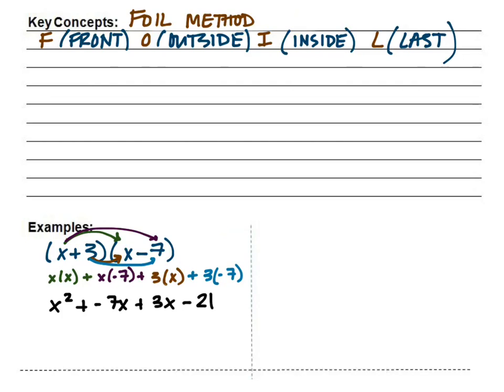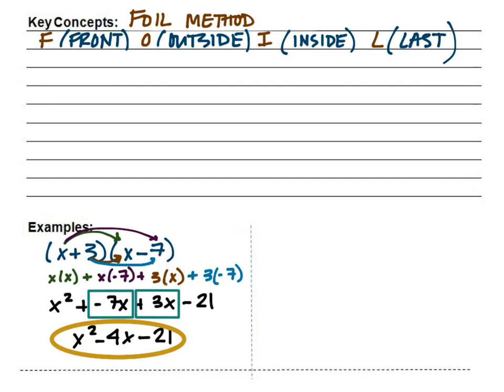Now, I am almost done with my simplification of this binomial multiplied by another binomial, but I can combine some terms together. So box in those terms that we can consider like terms, the negative 7x and the 3x. Putting those together, I get a negative 4x. So my total and complete answer is x squared minus 4x minus 21. Now I've put a circle or a box around that in gold, if you will. So let's take a look at a more formalized version of this method.